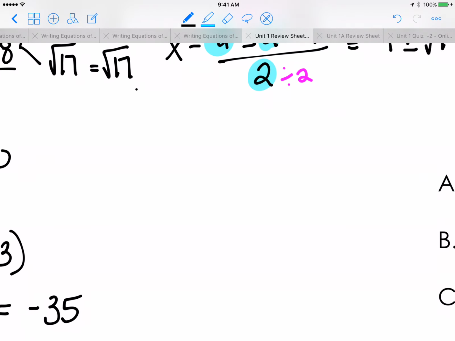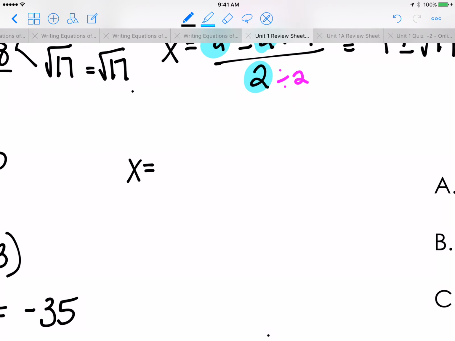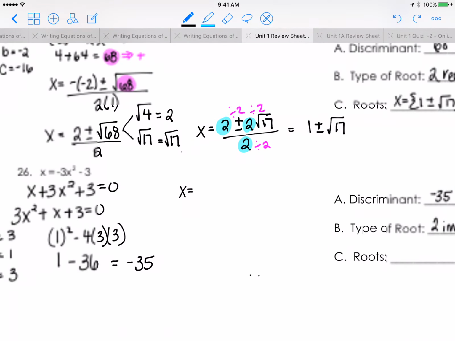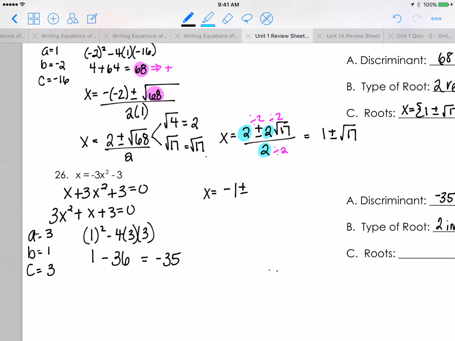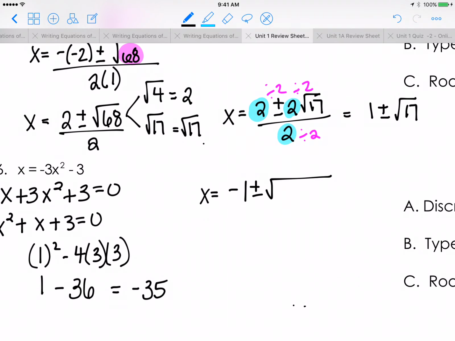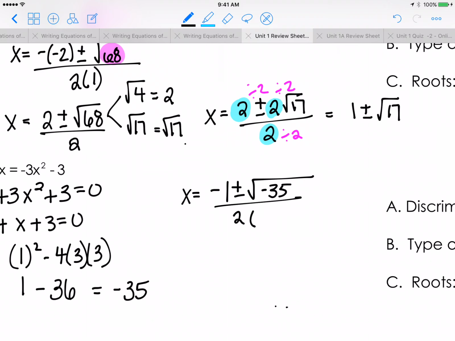So I'm just going to write it over here. If we have x is equal to the opposite of b, so negative b, so we have a negative... sorry, looking at the wrong problem. Okay, b is 1. So we have a negative 1 plus or minus the square root of our discriminant. Well, our discriminant, we've already said, was negative 35, all over 2 times a, and a is negative 3.